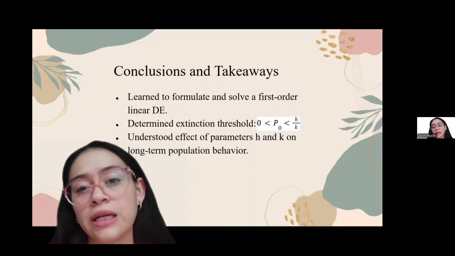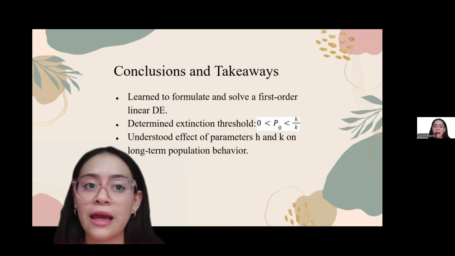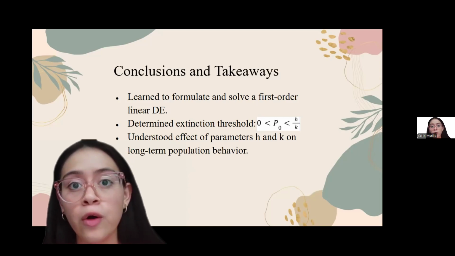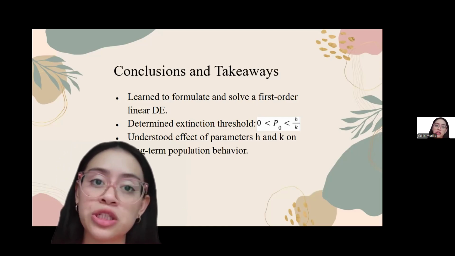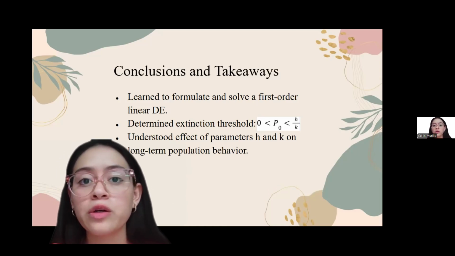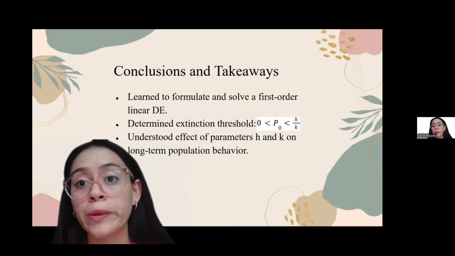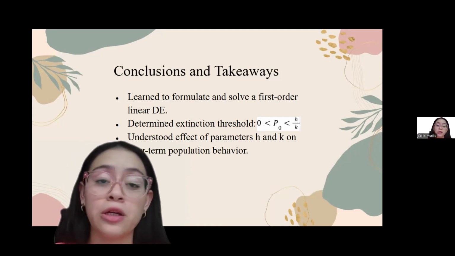Conclusion and takeaways. In conclusion, we learned how to make and solve a simple population model. We found that the extinction threshold is when the starting population is between 0 and h/k. We also saw how changing the growth or removal rate changes whether the population will survive.